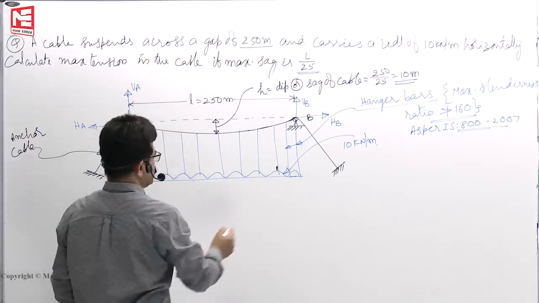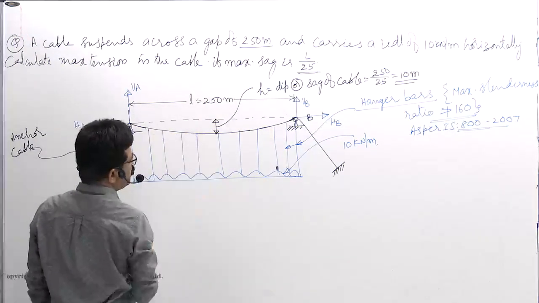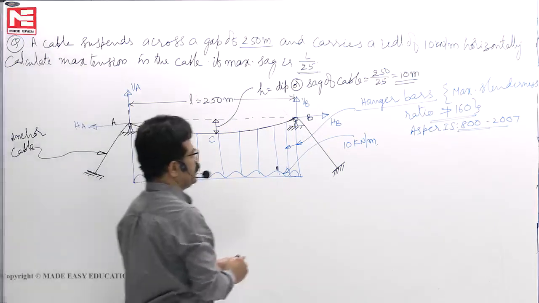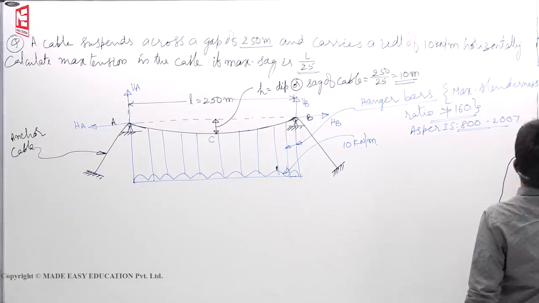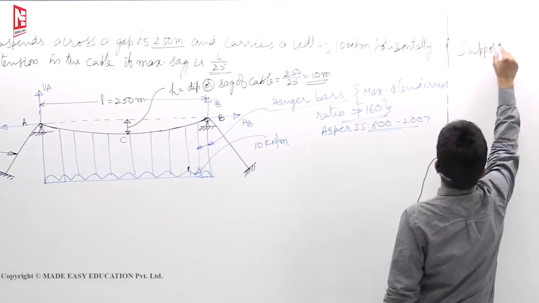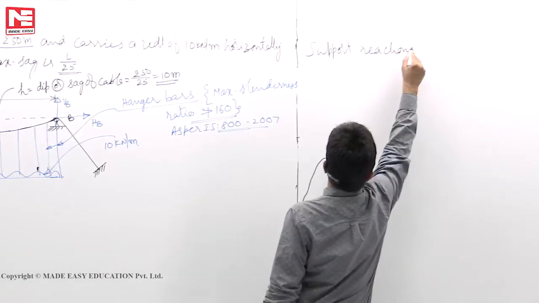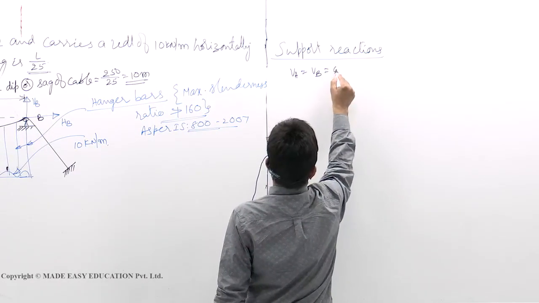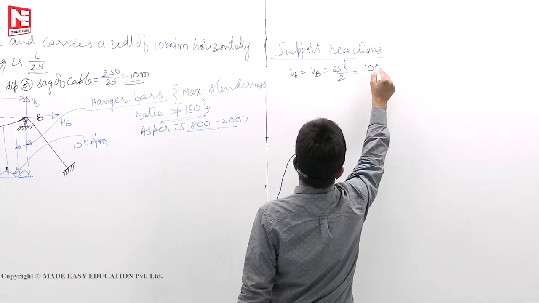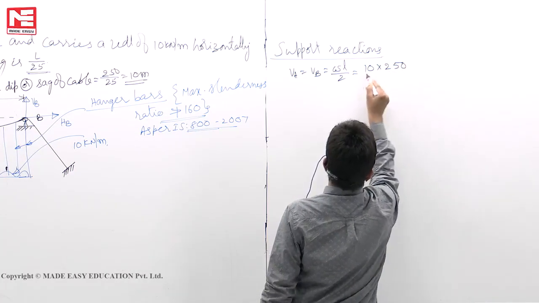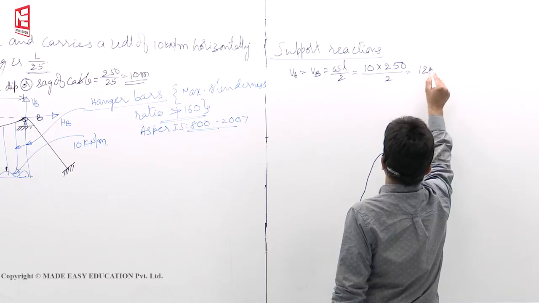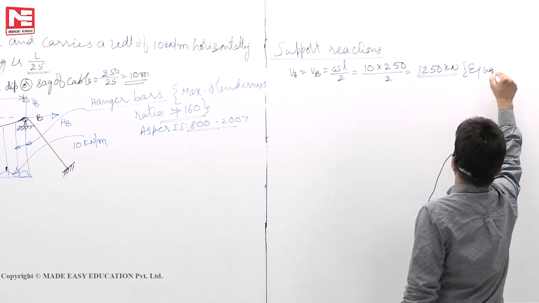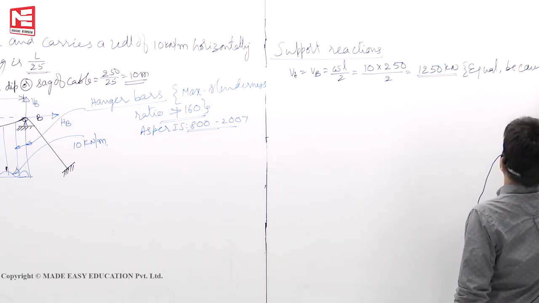Okay. The load is 10 kilonewtons per meter over 250 meters. Because of symmetry of loading, VA and VB must be equal. See here, support reactions we want to find. VA is equal to VB is equal to WL by 2. W is 10 kilonewtons per meter, length is 250 meters, by 2. 2500 by 2 means 1250 kilonewtons. Why equal? Equal because of symmetry.